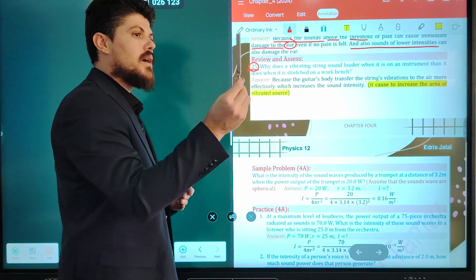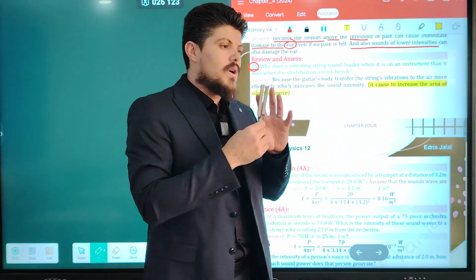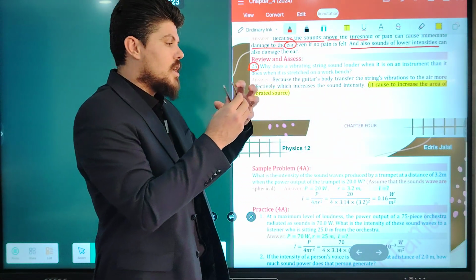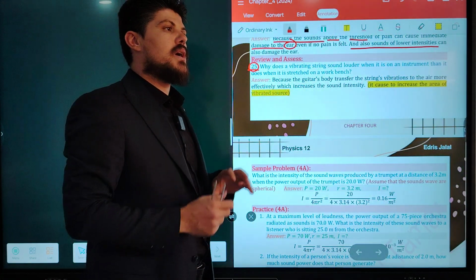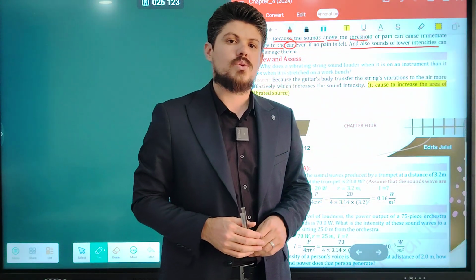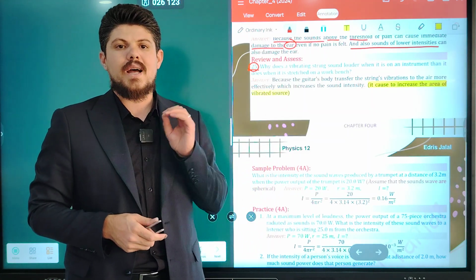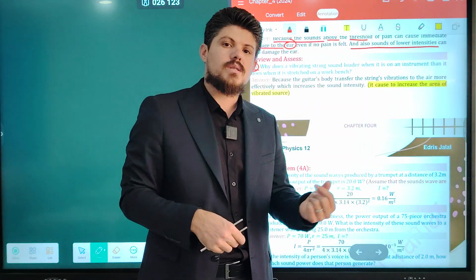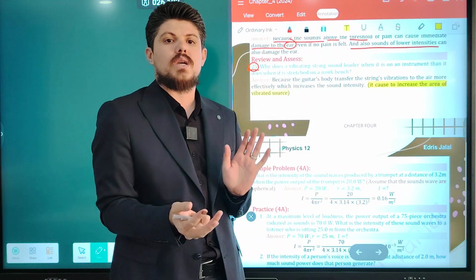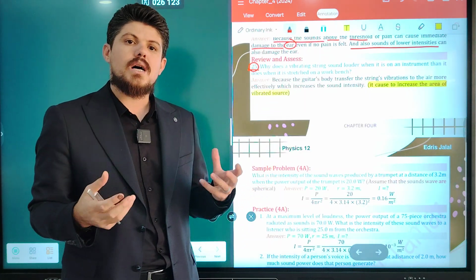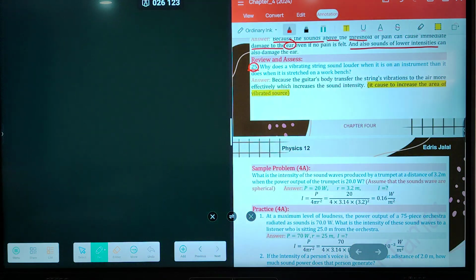Because when we strike the tuning fork and attach it to the smartboard or whiteboard, the vibrating particles are transferred into the whiteboard, and because the whiteboard has enough area, the intensity of the sound increases. That is why the strings of a guitar or piano are attached to the body of the instrument. When we strike the strings of the guitar, their vibration is transferred to the body of the guitar, which has more area. This vibrating area increases, and the sound intensity increases.